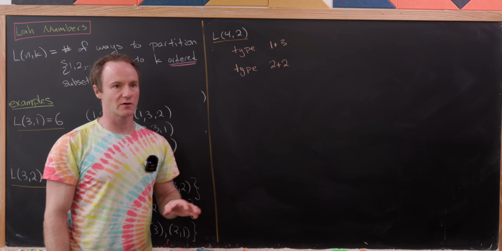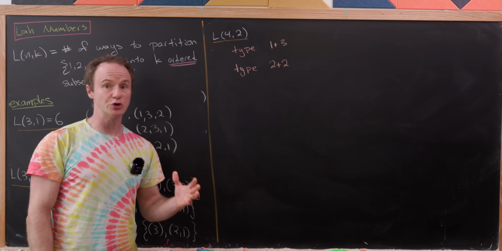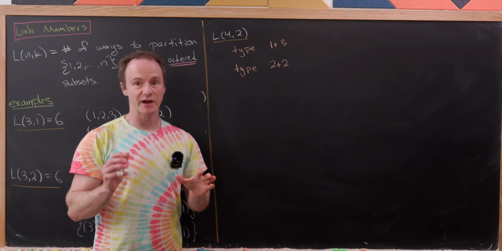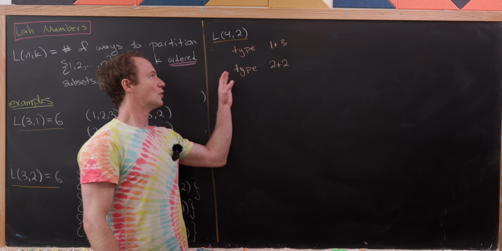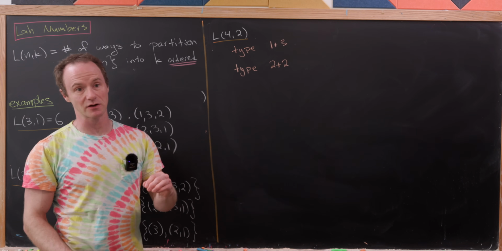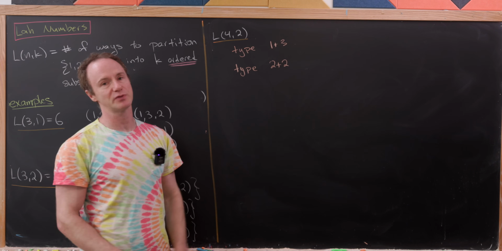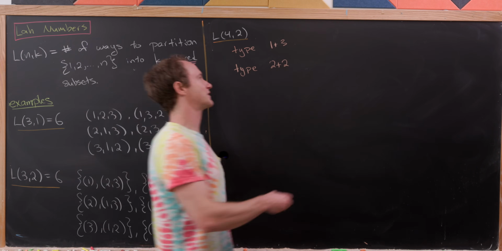So now let's calculate L(4,2). That's the number of ways of partitioning 1, 2, 3, 4 into 2 ordered subsets. Here we have 2 possibilities. What I'll call type 1 plus 3, in other words, a singleton and then a 3-element subset, and then type 2 plus 2. So let's count these up.